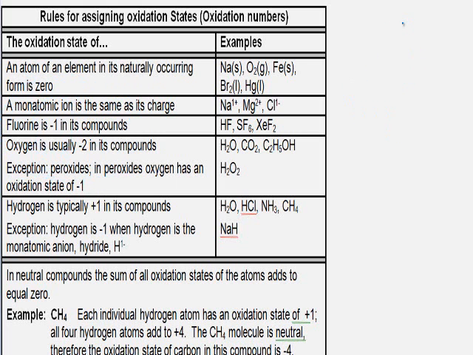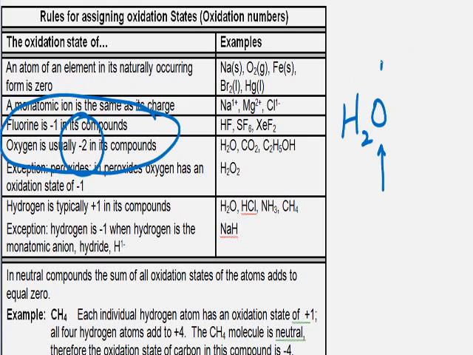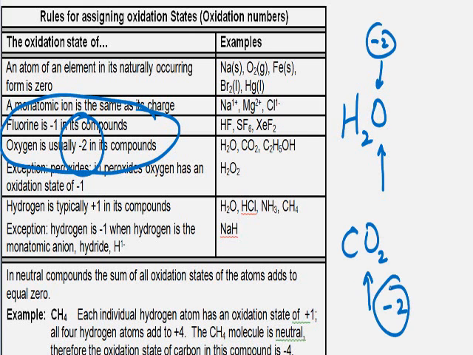Now another element, because it appears so commonly in compounds and is assigned an oxidation state, is oxygen. Oxygen typically has an oxidation number of -2 when it's in compounds. So if we have something like H2O, water, oxygen in this compound has an oxidation number of -2. Or if we have a covalent compound, CO2, likewise, an individual oxygen has an oxidation state of -2 in this compound.